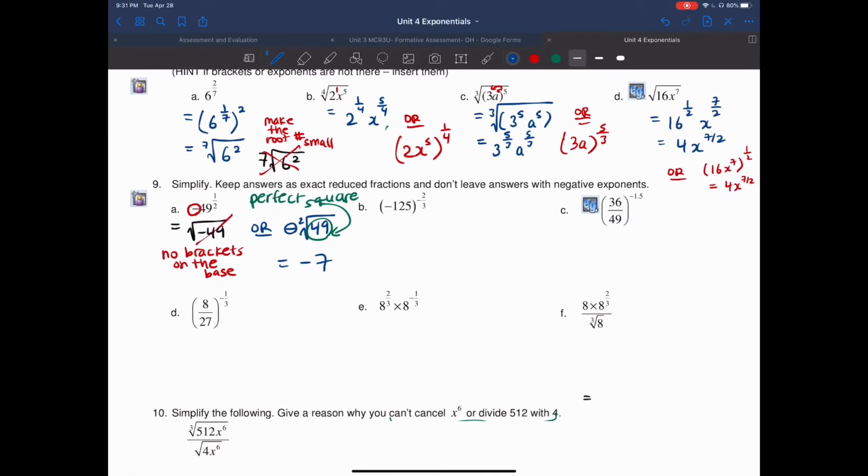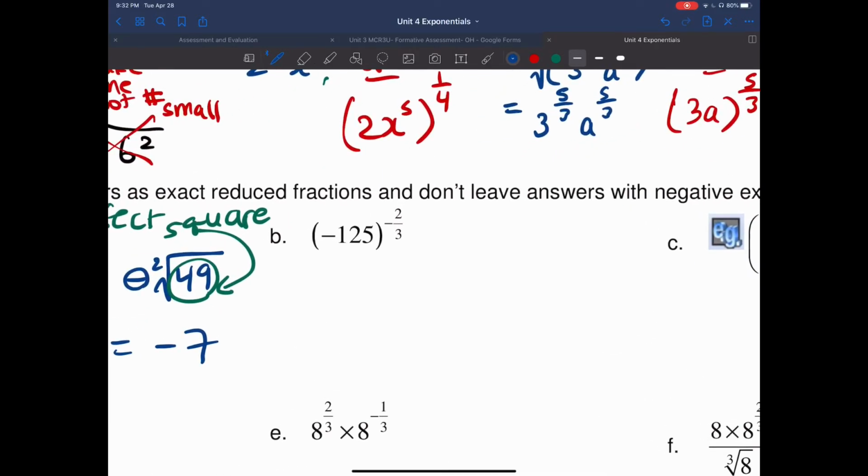Okay. Part B, we have -125 to the exponent -2 over 3. I am going to habitually change it so that I don't have the negative right on the division line, but tilt it so that I'm forcing it to go to the numerator. So I know where the negative is going to be, because if it stays on the division line, it might confuse you. Where is that negative going to be?